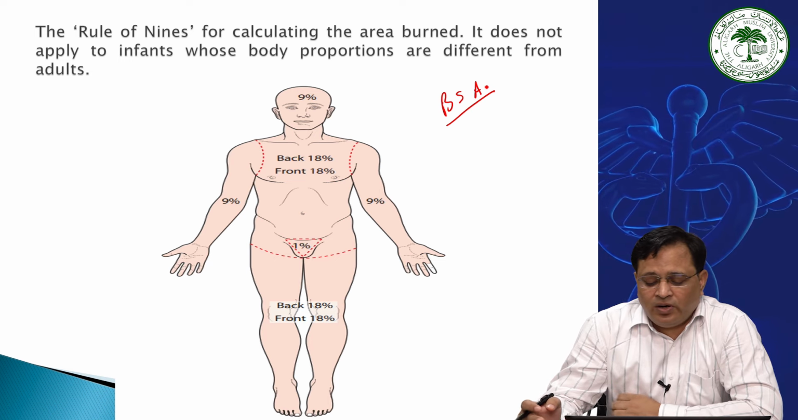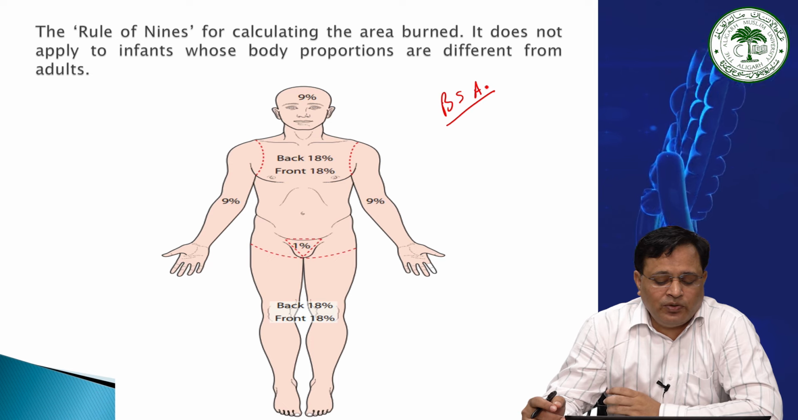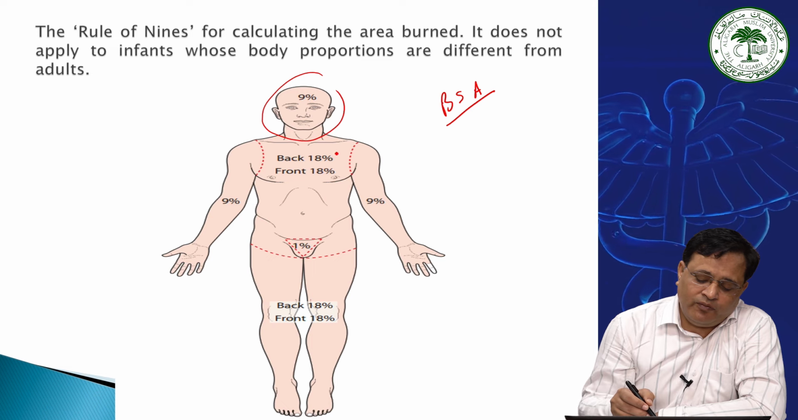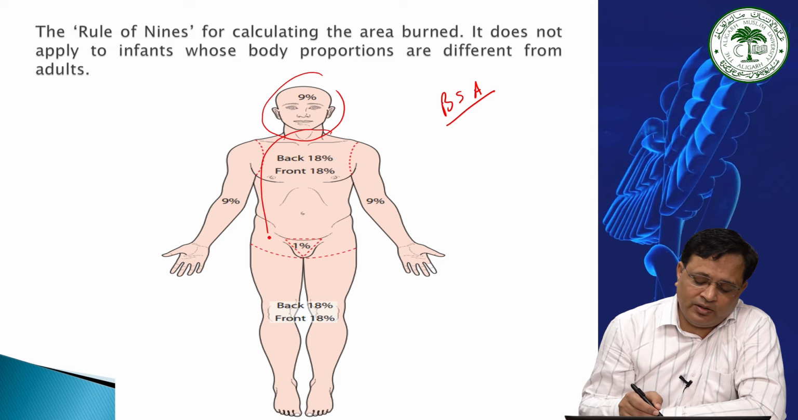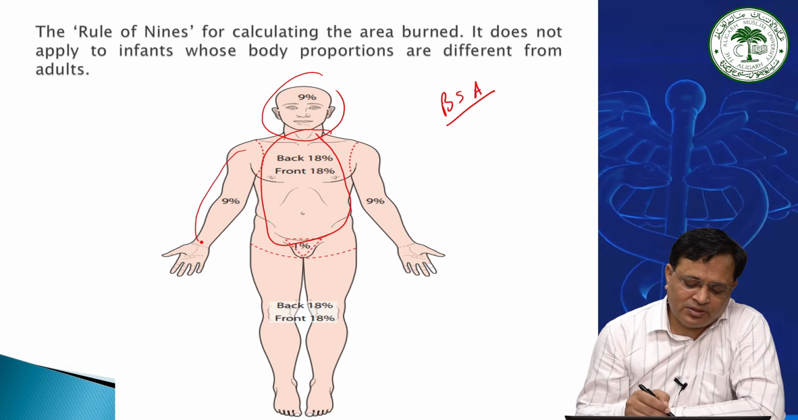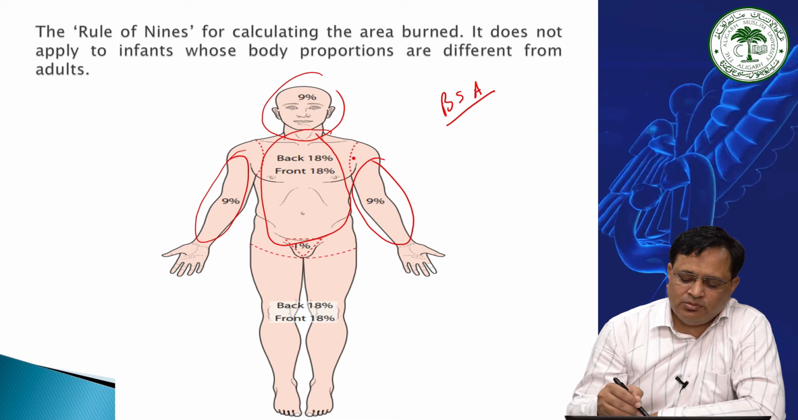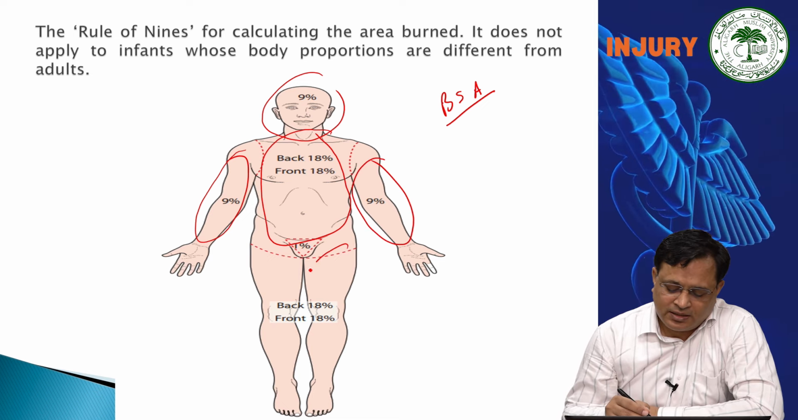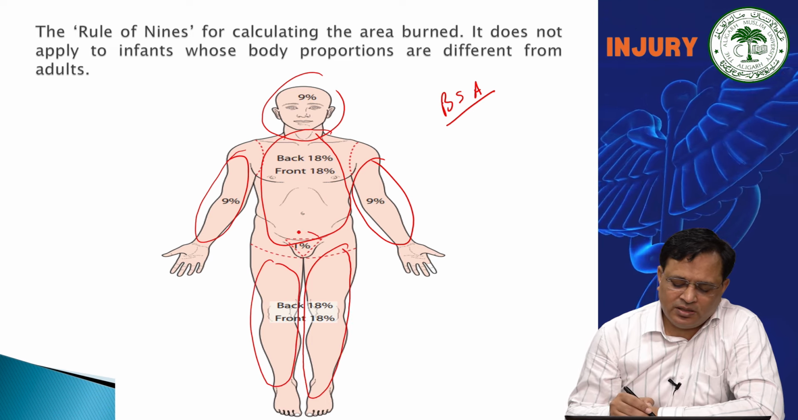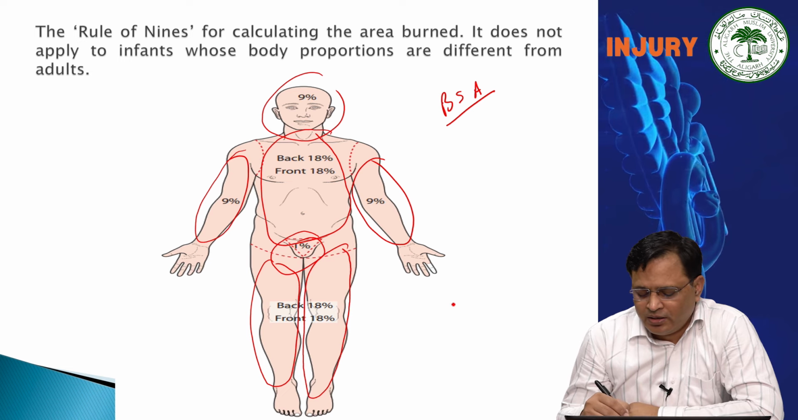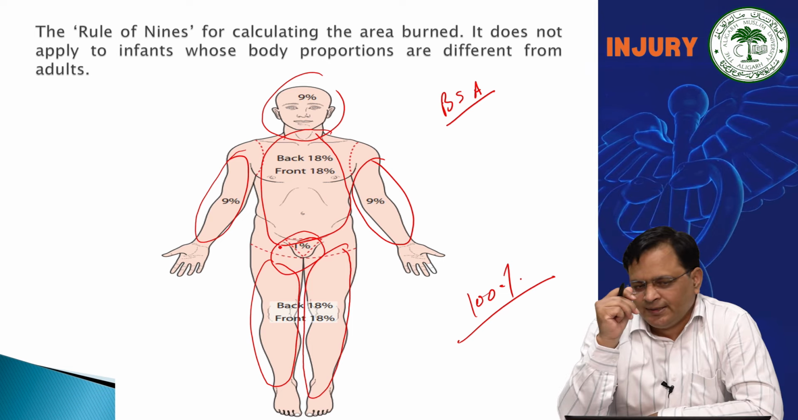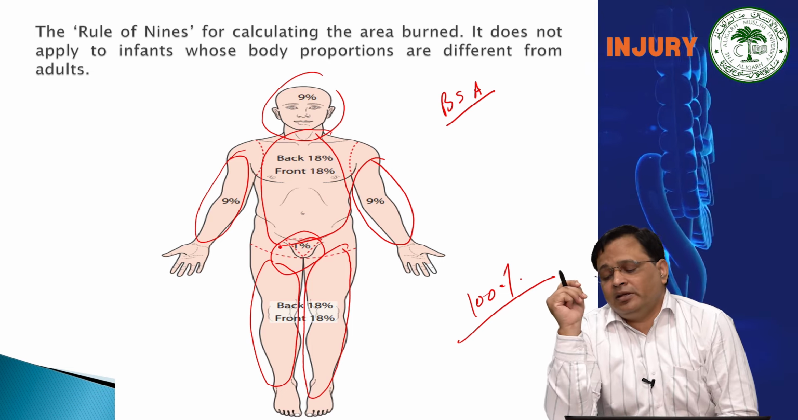The rule of 9 for calculating the area burned does not apply to infants, whose body proportions are different from adults. So the face is 9%, the front of the chest and trunk is 18%, the back is also 18%, the arms are 9% each, the thighs are 18% each, and 1% is around the perineum. So we have a total of 100% as per the rule of 9. That 1% comes from the perineal region in males and females both.